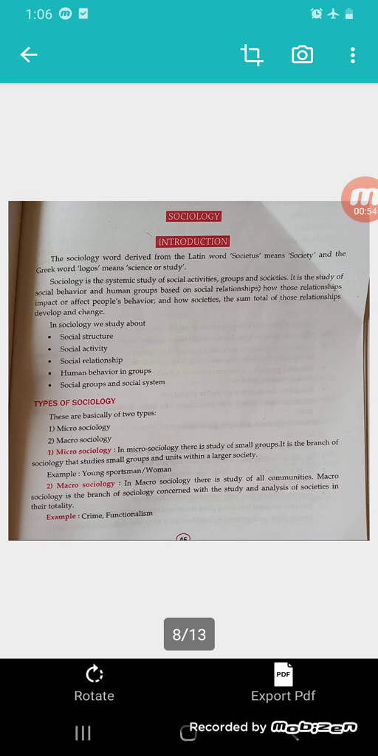Coming to types of sociology, it is divided into two types, that is micro sociology and macro sociology. Micro sociology, as the name indicates, micro means small. In micro sociology, there is study of small groups. It is a branch of sociology that studies small groups and units within a large society. Example, young sportsmen. Coming to macro sociology, there is study of all communities. Macro sociology is a branch of sociology concerned with the study and analysis of society in its totality. Example is crime and functionalism.